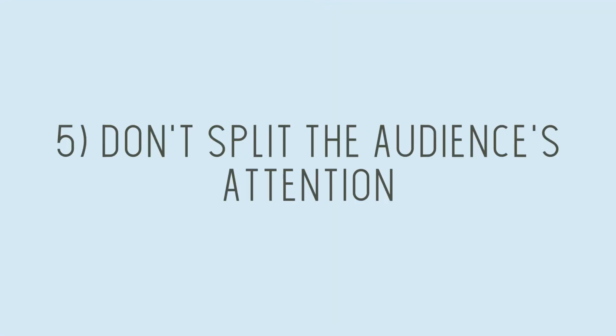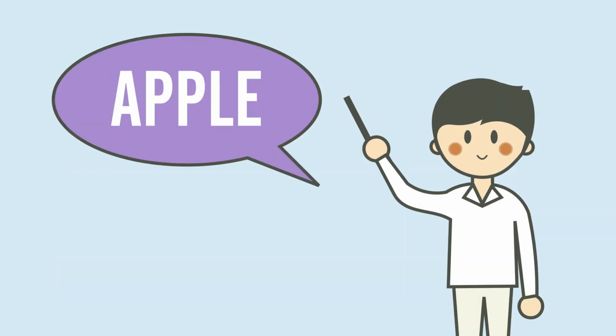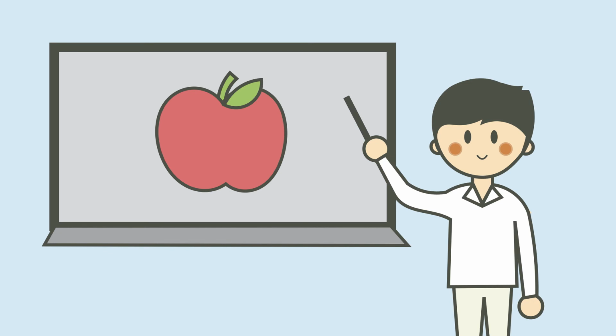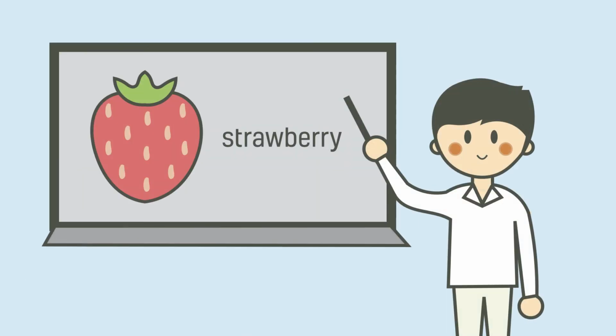Step 5. Don't split the audience's attention. When information is presented far apart in time or distance, the brain has to work harder to combine the different information together. For example, explaining a concept before showing a visual image of the concept, or presenting information on screen and on a separate piece of paper. Related concepts should be presented near in distance and at the same time.